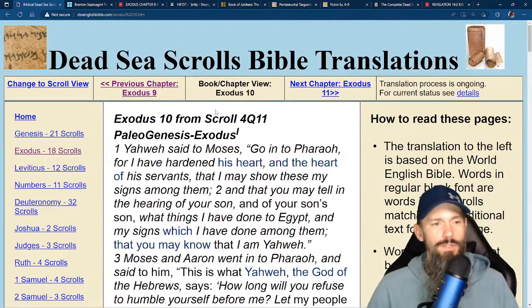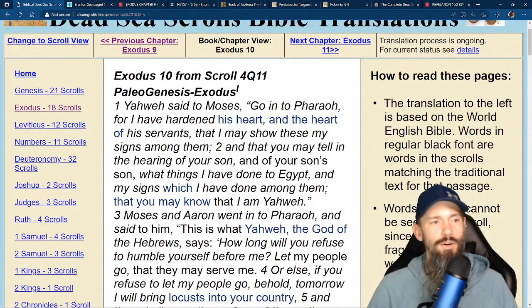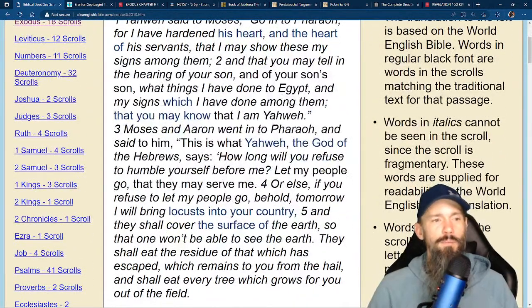Yahuwah said to Moses, this scroll 4Q11, Paleo, Genesis, Exodus. Yahuwah said to Moses, go into Pharaoh, for I have hardened his heart and the heart of his servants, that I may show these my signs among them, and that you may tell in the hearing of your son and of your son's son what things I have done to Egypt, and my signs which I have done among them, that you may know that I am Yahuwah.